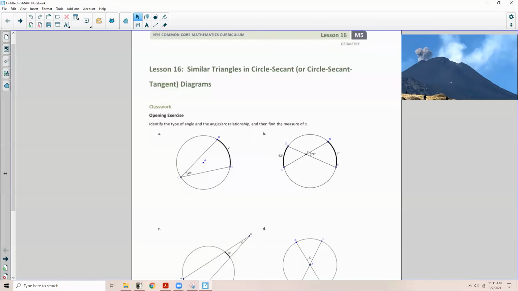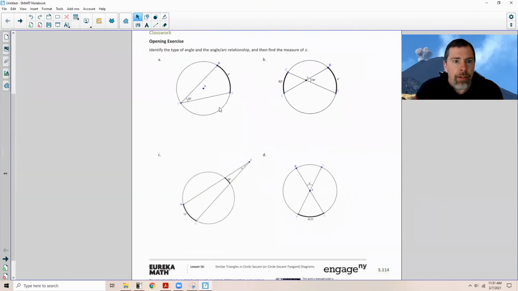Okay, lesson 16, the last lesson in this section: similar triangles in circle-secant or circle-secant-tangent diagrams. The opening exercise says, identify the type of angle and the angle-arc relationship, and then find the measure of x. So pause the video, see if you can do these four, and then come back and see how you did.